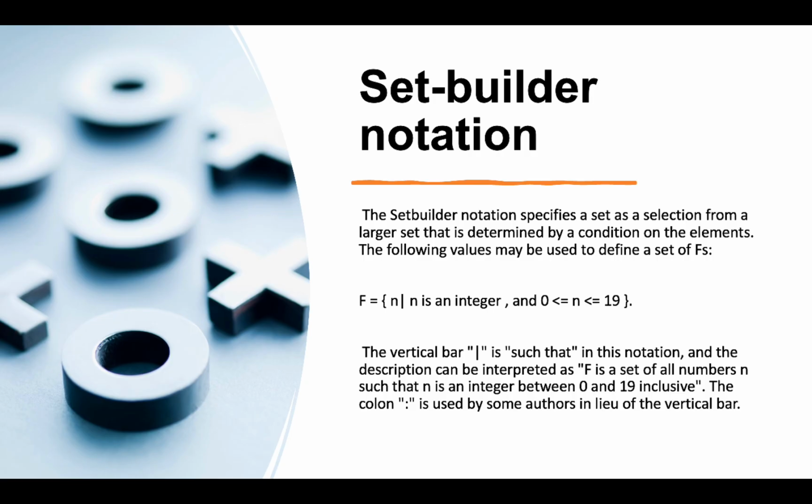Set builder notation. The set builder notation specifies a set as a selection from a larger set that is determined by a condition on the elements. The following values may be used to define a set of F. F equals {n | n is an integer, and 0 less than or equal to n less than or equal to 19}. The vertical bar is read as "such that" in this notation, and the description can be interpreted as, F is a set of all numbers n such that n is an integer between 0 and 19 inclusive. The colon is used by some authors in lieu of the vertical bar.